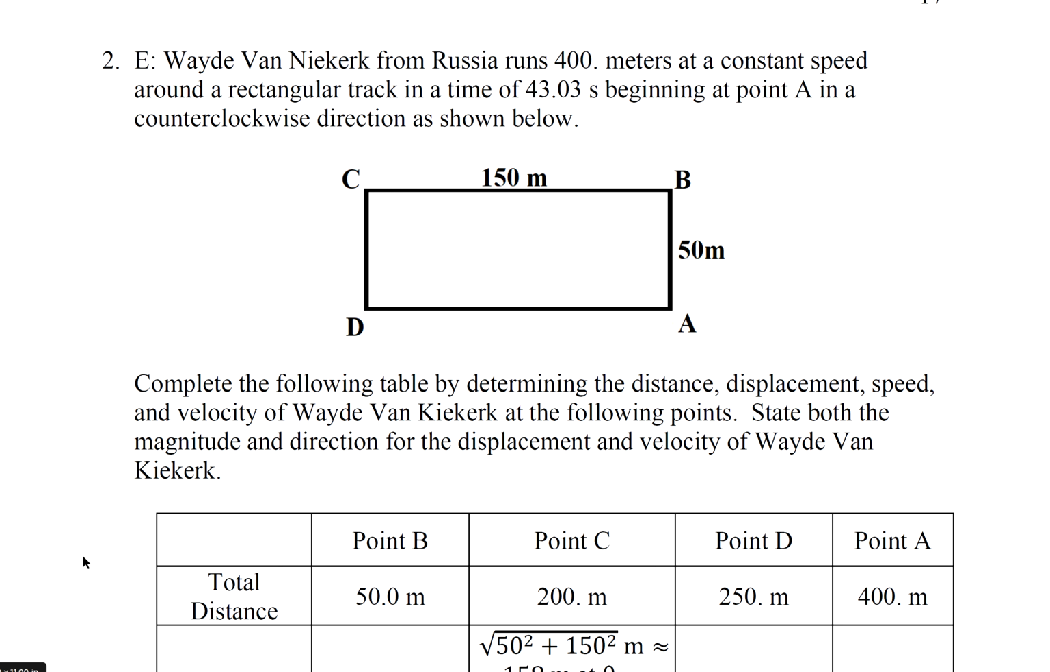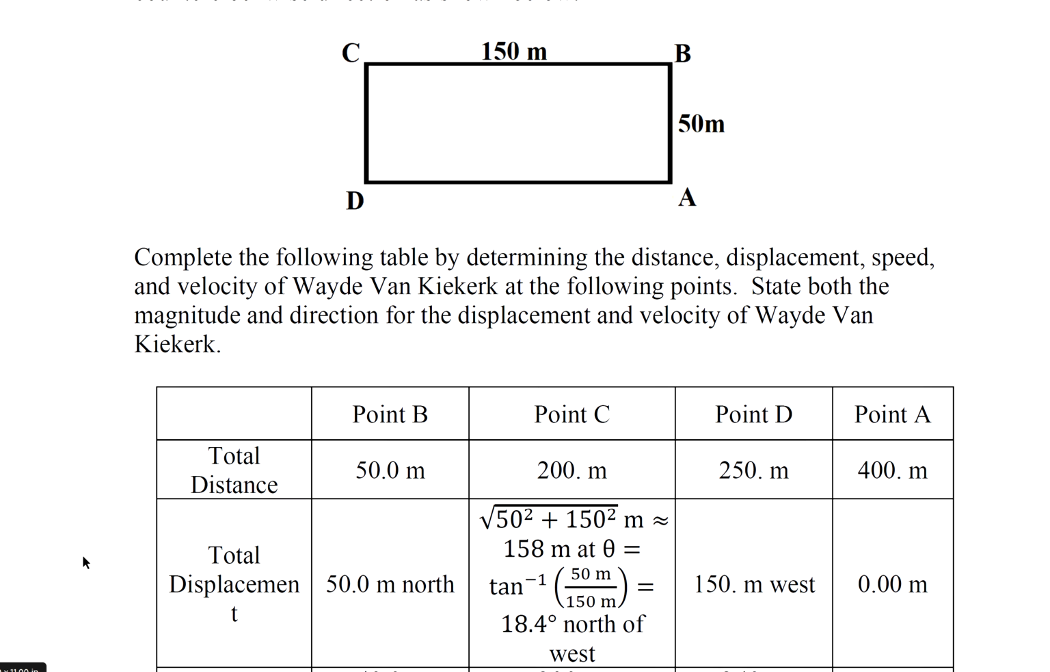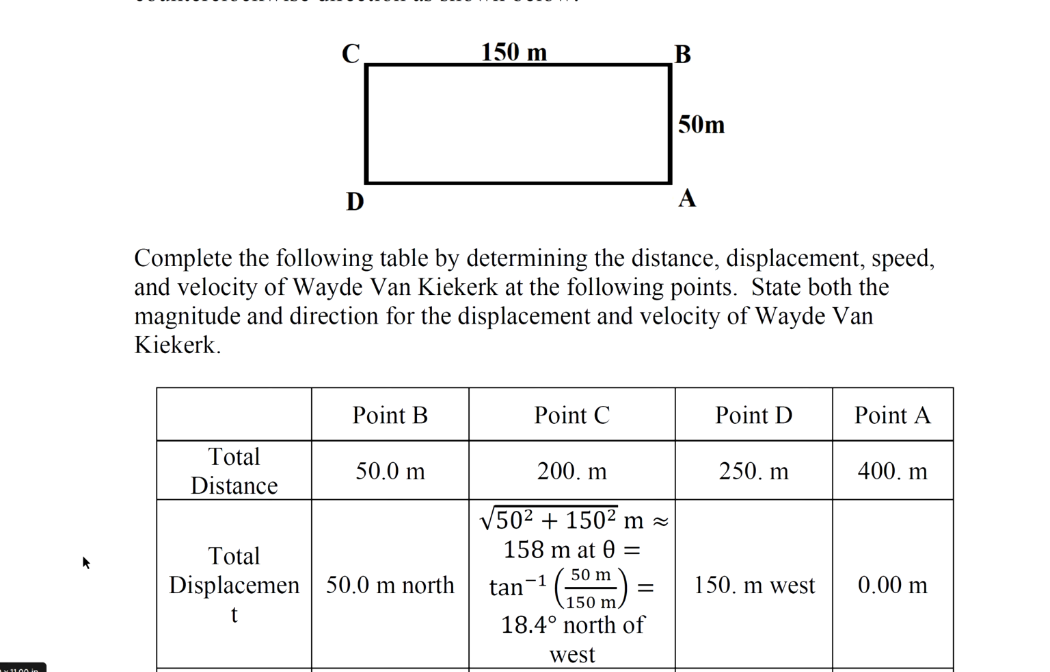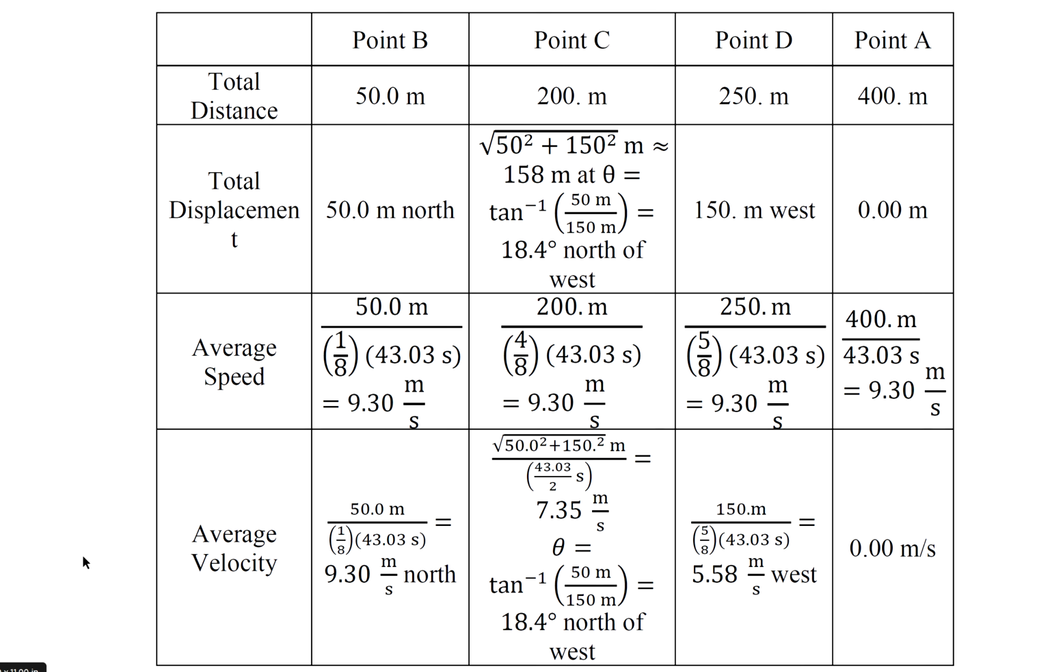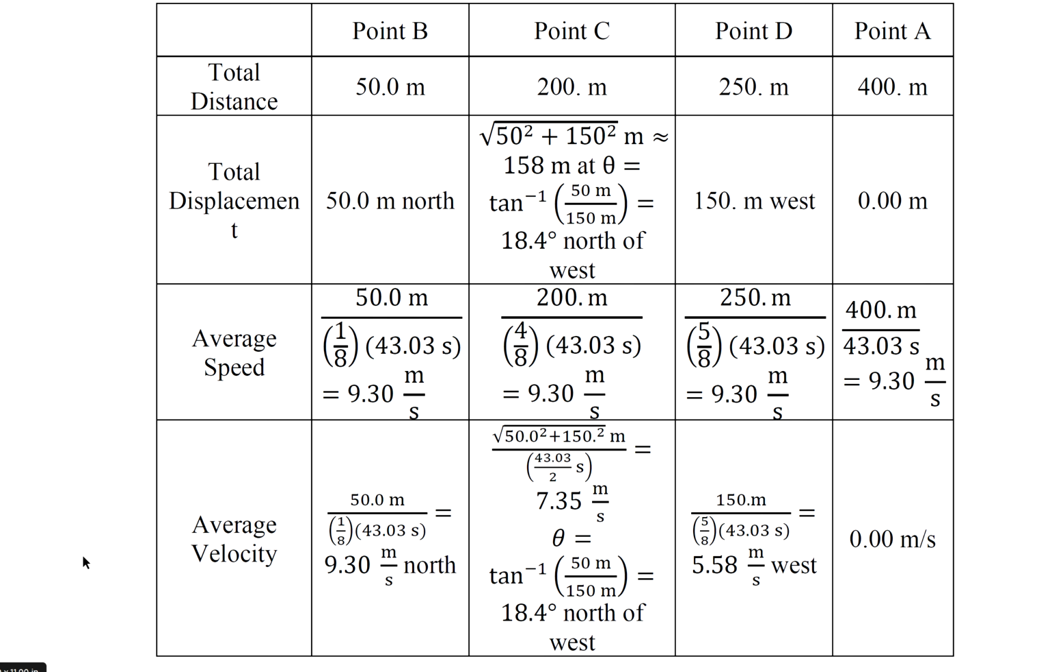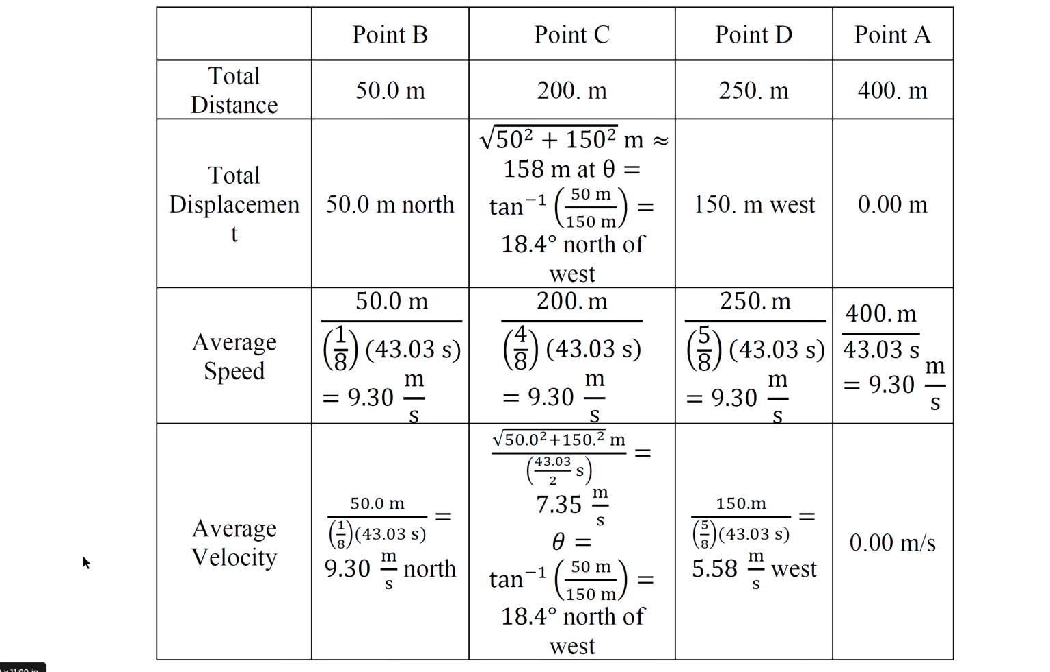Question 2. Now we have a rectangle. So we have the same type of question. Determine the total distance traveled from point A to B, from A to B to C, from A to B to C to D, and then finally from A to A. You could pause the video and see how this problem was solved.